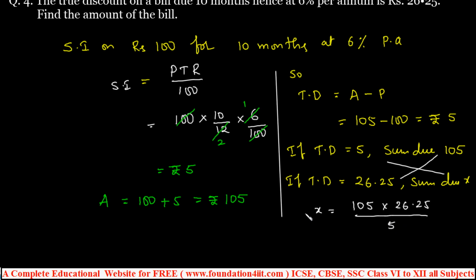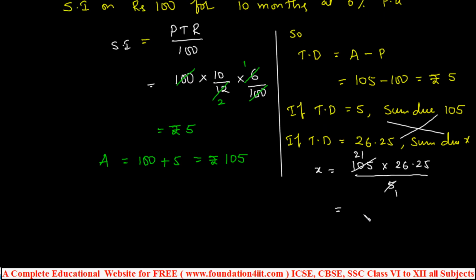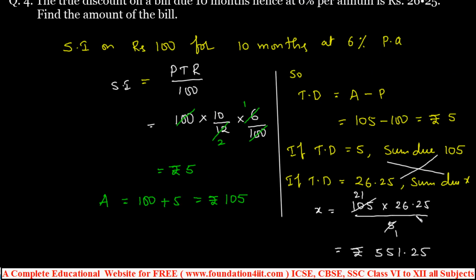5 into x is this, so x is equal to 105 into 26.25 by 5. Cancel this: 5 ones are 5, 21. 21 into 26.25, so that is the final answer. This amount is 551.25. Yes, so that is the amount of the bill, 551.25.